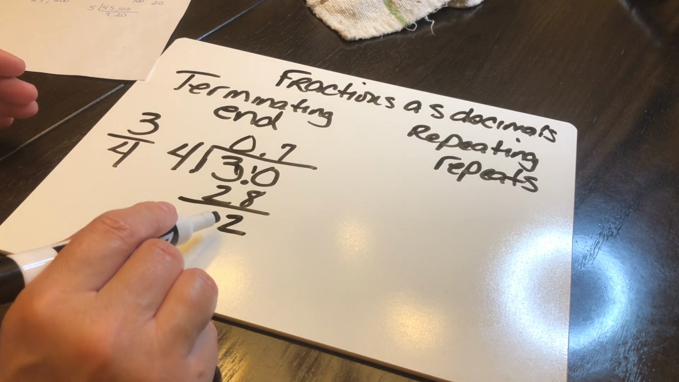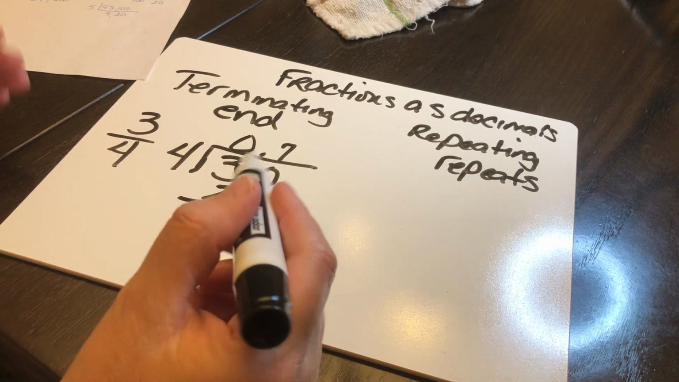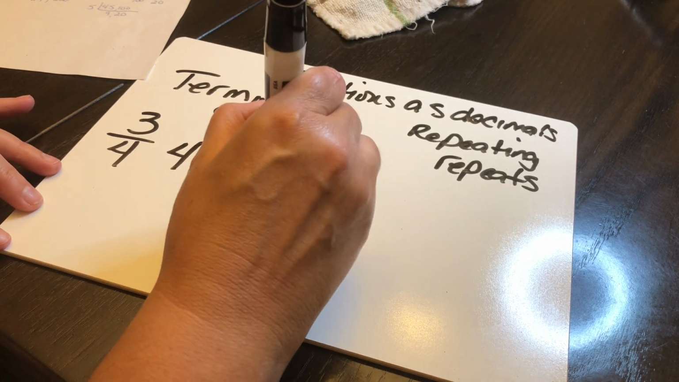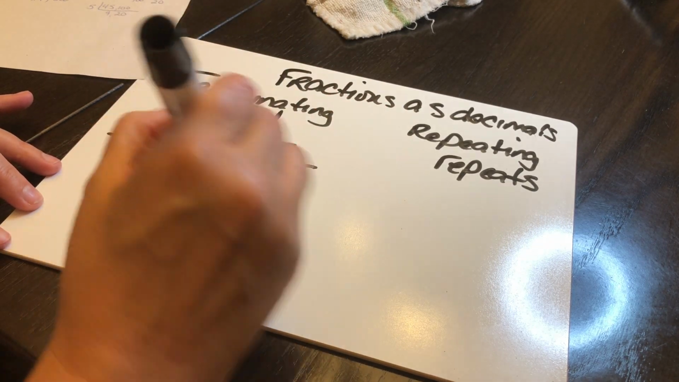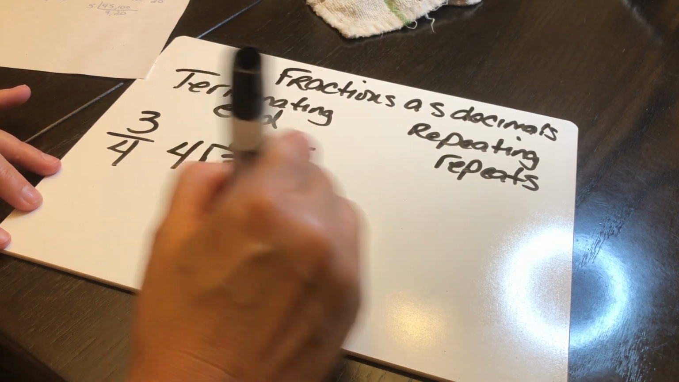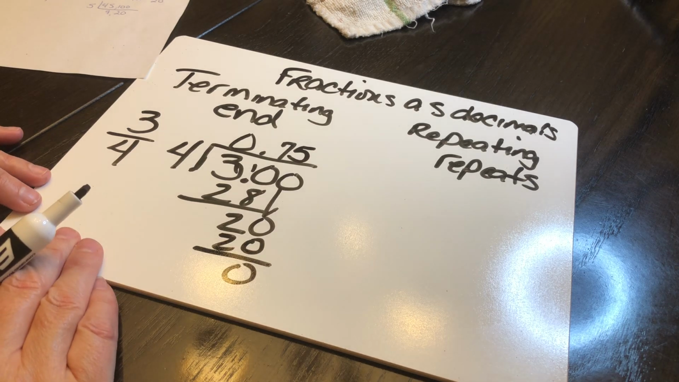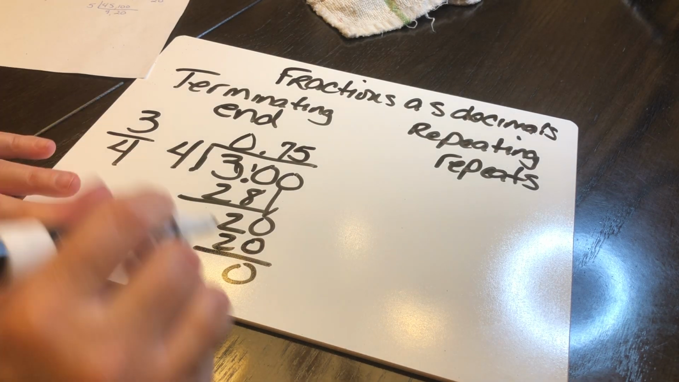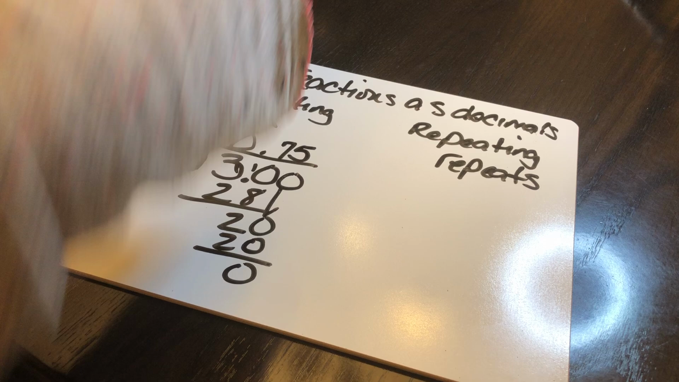Now, it did not terminate, nor do I see a pattern. So I'm going to annex another 0, bring it down. Will 4 go into 20? Yes, 5 times, which is 20. And what do I notice about this decimal? It terminated because I got to a 0.